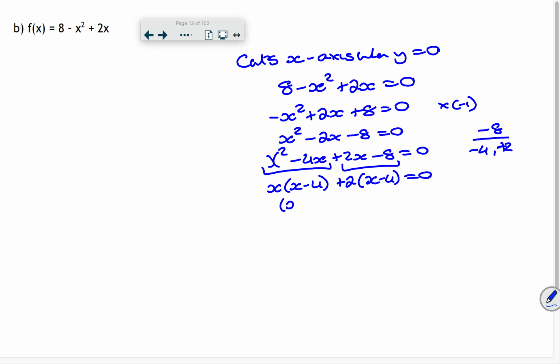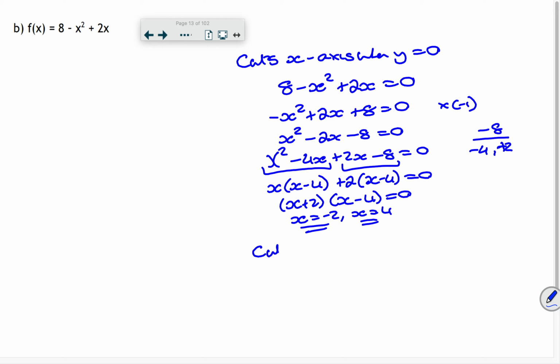So we get x plus 2, x minus 4 equals 0. So x has to be negative 2 and x has to be 4. Okay. So we'll go ahead and solve that. We'll go ahead and find the y-intercept now.